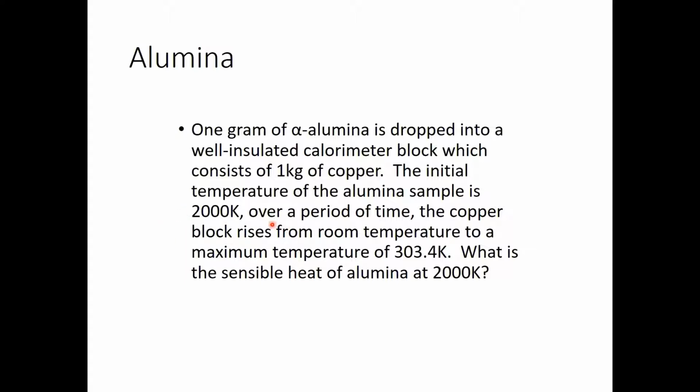We put it in this block calorimeter and let it sit for a while, and the copper block rises from room temperature to a maximum temperature of 303.4 Kelvin. So all the heat that was in this alumina was transferred to this copper block, so we're assuming no heat loss. So by this process, we can determine what the sensible heat of alumina is at 2000 Kelvin. Or to rephrase it, we want to know what is the sensible heat of alumina at 2000 Kelvin.